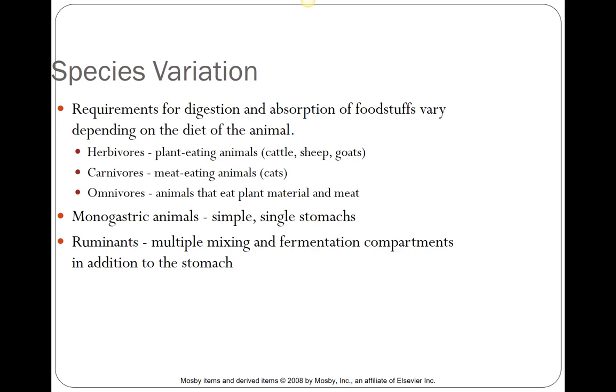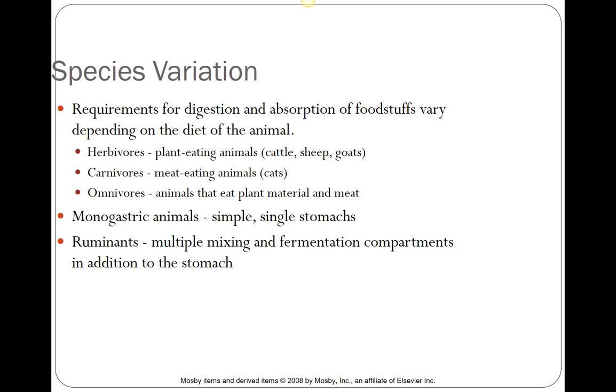So there's a lot of species variation when we start looking at the digestive tract. Some of these are herbivores, plant eating animals: cattle, sheep, goats. You also have horses in this list, and they have some differences that are unique to their digestive tracts. You have true carnivores like cats that eat strictly meat and nothing else. And then you have omnivores, like dogs, bears, and humans, and so we actually eat both plant and meat materials.